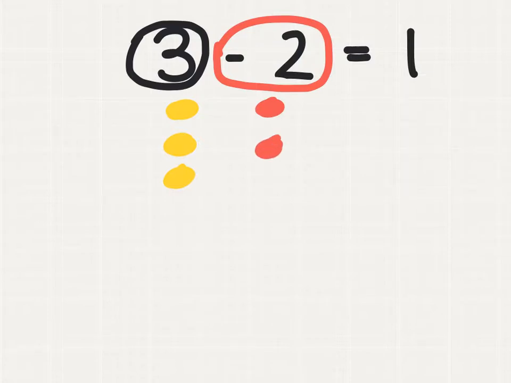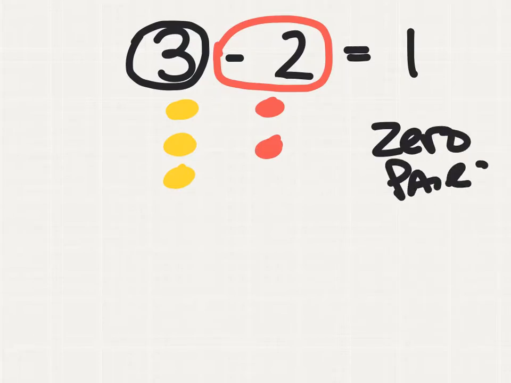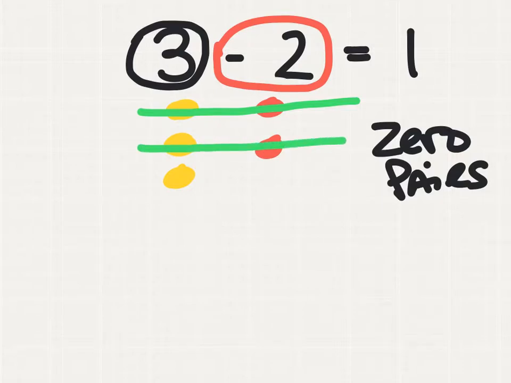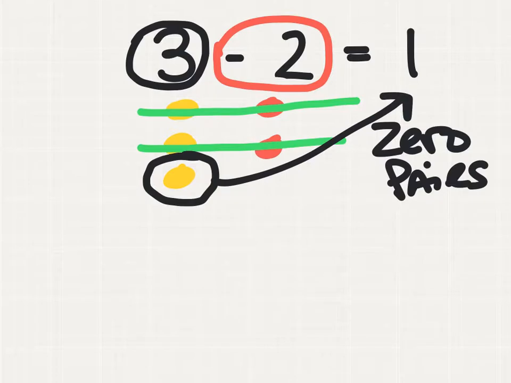Now again, I can't mix these counters and make orange counters. What would that represent? But I can use what I remember about zero pairs. I know that if I combine a positive and a negative counter, they make 0. And if I eliminate my pairs that make 0, I'm removing 0. I'm not changing any values. If I remove the zeros, the only counter remaining is this yellow one, which represents positive 1.